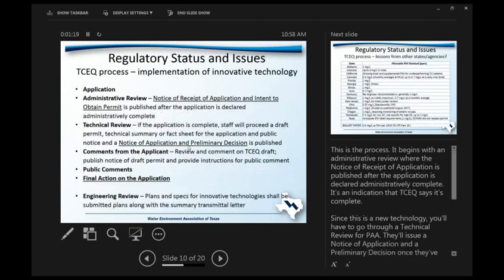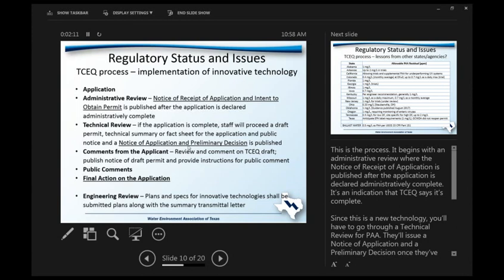The process by which a utility would work with TCEQ to get PAA approved is the following. It starts with an application for an innovative technology, which includes an administrative review by TCEQ, and they publish a notice of receipt of application and intent to obtain permit after they've deemed that the application is administratively complete. Then they enter a technical review process, and in that process, the staff will draft a draft permit and a technical summary or fact sheet for the application and public notice, and publish a notice of application and preliminary decision. After that stage, the applicant can then review and comment on the TCEQ draft permit and invite public comment.